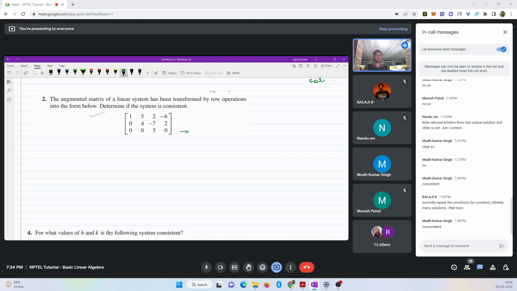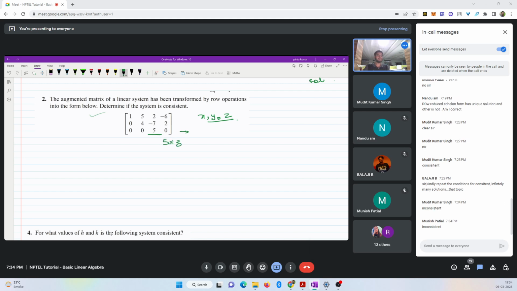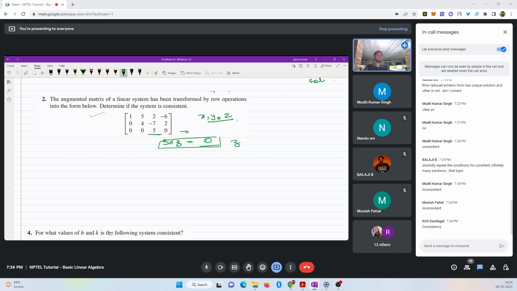Let's say our variables are x, y, and z. Then what does this last row say? This says that 5 times z is equal to 0. Is there any issue with this? If 5 times z is 0, then z is 0. There is no issue with it. So this system is consistent indeed. If we had something like 0, 0, 0, 5, then the system would have been inconsistent, Mudit and Manish, because then we would have 0 is equal to 5, which is not correct.